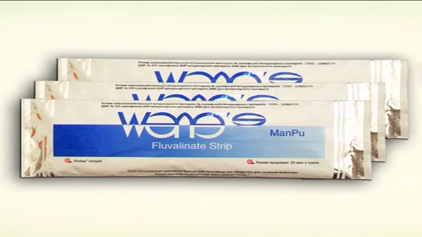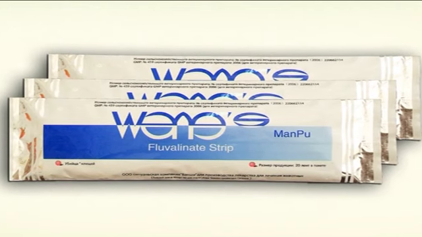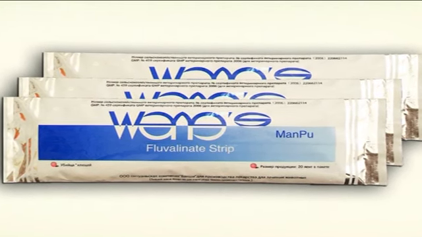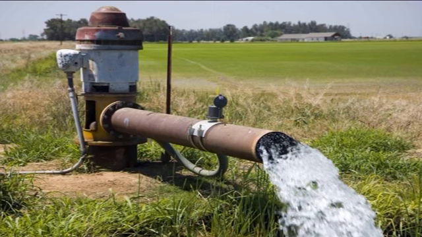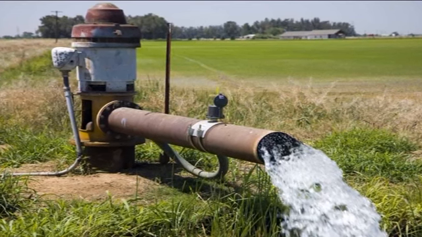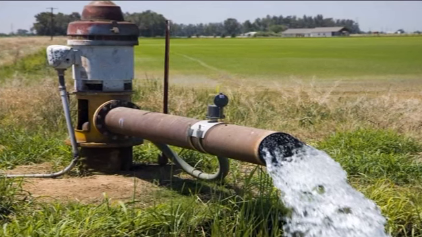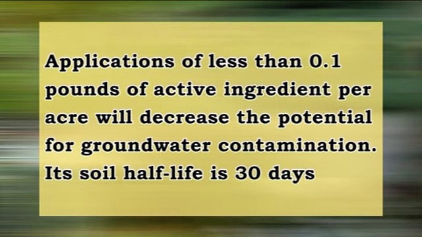Fluvalinate is nearly insoluble in water and it has a strong tendency to bind to soil particles. It is therefore unlikely to contaminate groundwater. However, metabolites of fluvalinate may leach. Applications of less than 0.1 pounds of active ingredient per acre will decrease the potential for groundwater contamination.